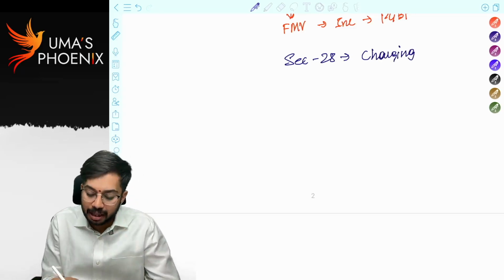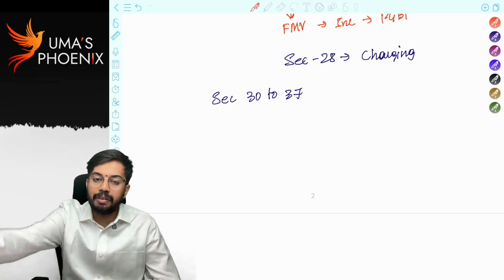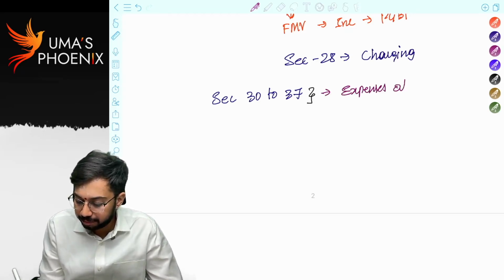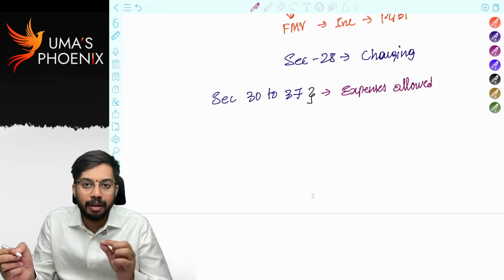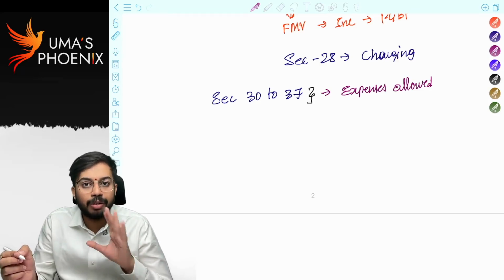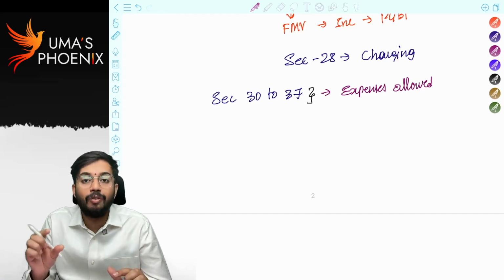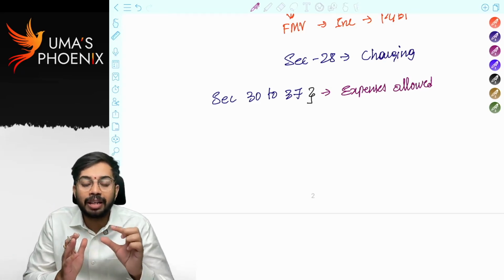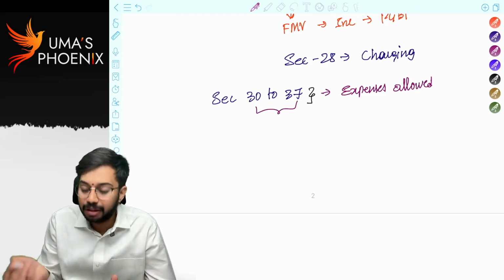Next we are going to discuss section 30 to section 37. These sections speak about expenses allowed under the PGBP head. So while calculating income under the head PGBP, whatever the eligible expenses are, those eligible expenses are allowed as deduction. After claiming expenses as deduction, whatever the balance profit is, only the balance profit is taxable. Sir, what are the expenses that are allowed as deduction? That we are going to discuss in section 30 to 37.